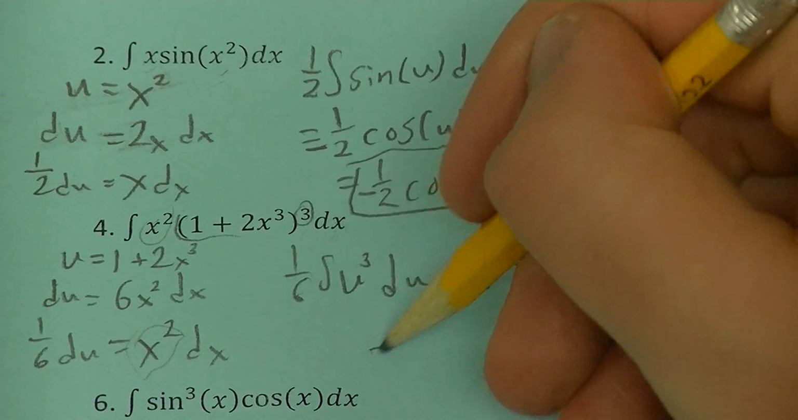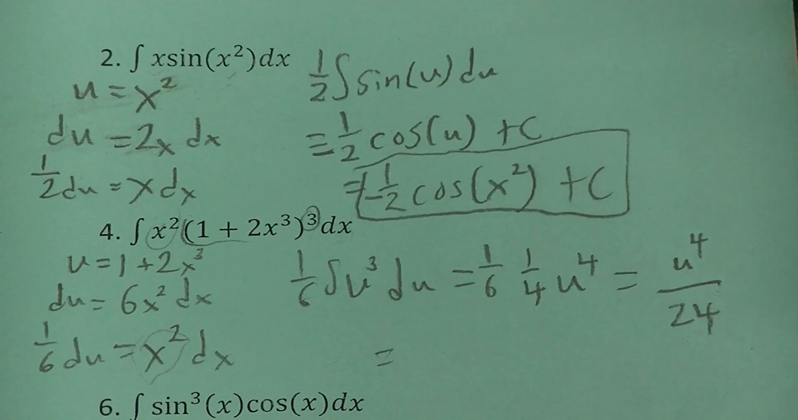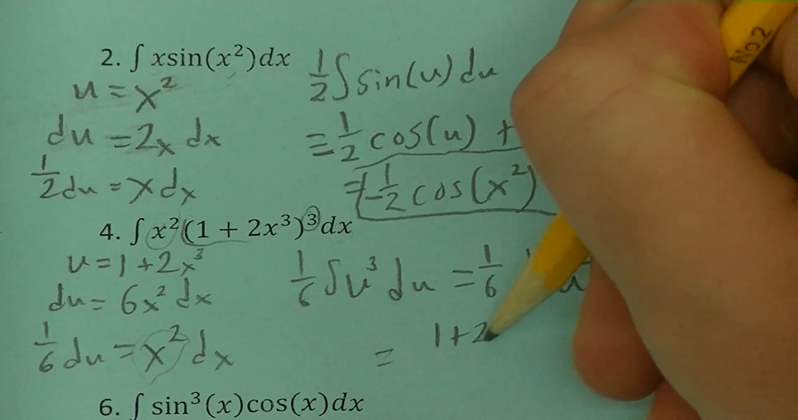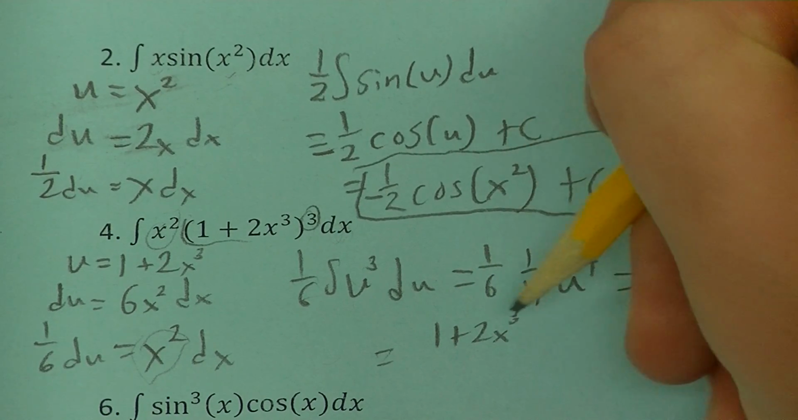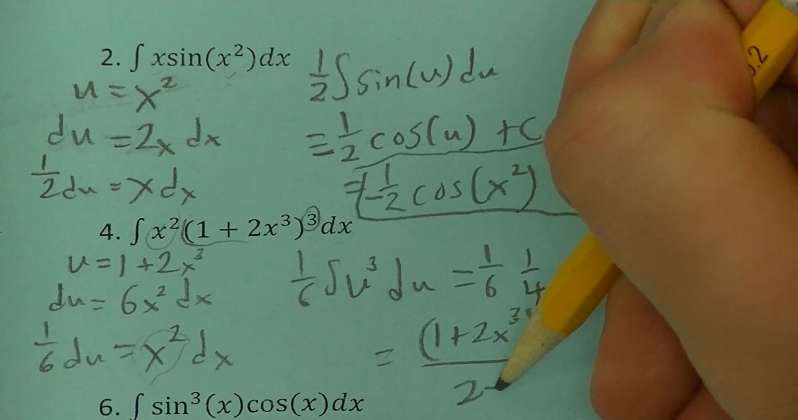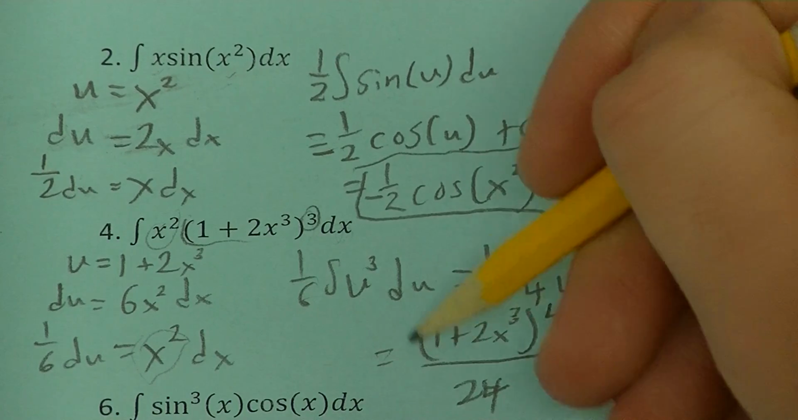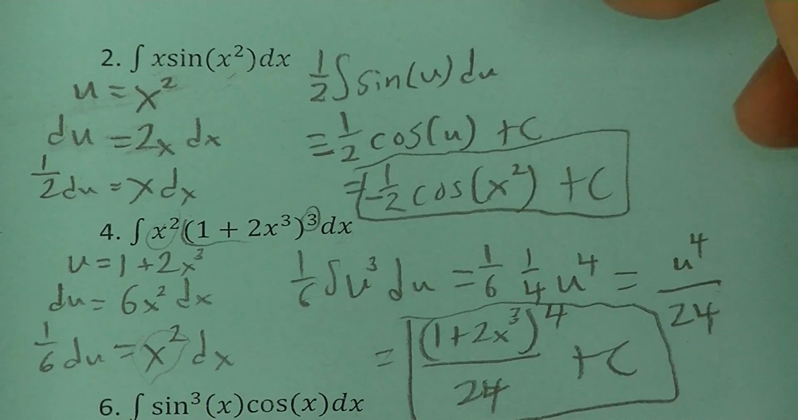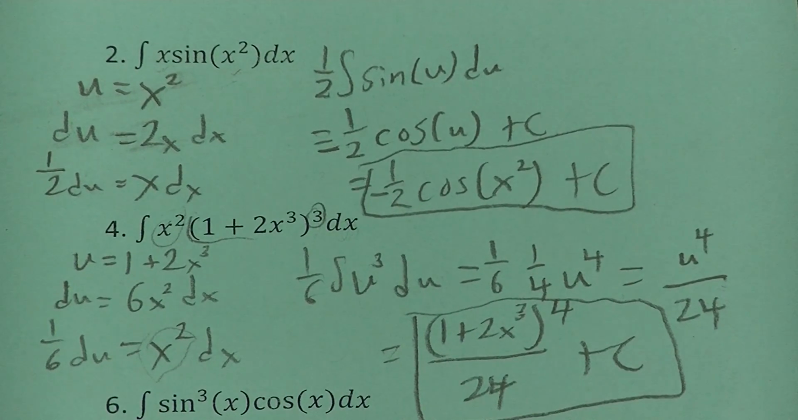And then I'm going to sub the u back in, so that it's 1 plus 2x cubed, to the power of 4 over 24. And don't forget the plus c. Whew. All right.